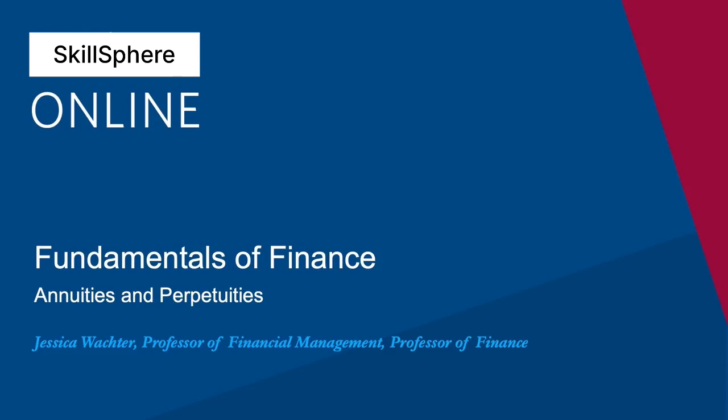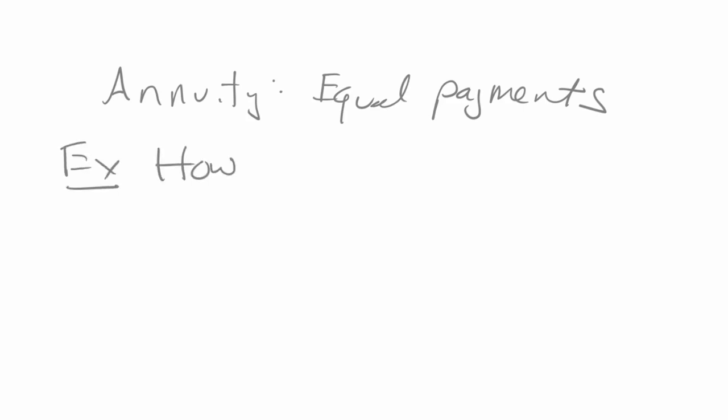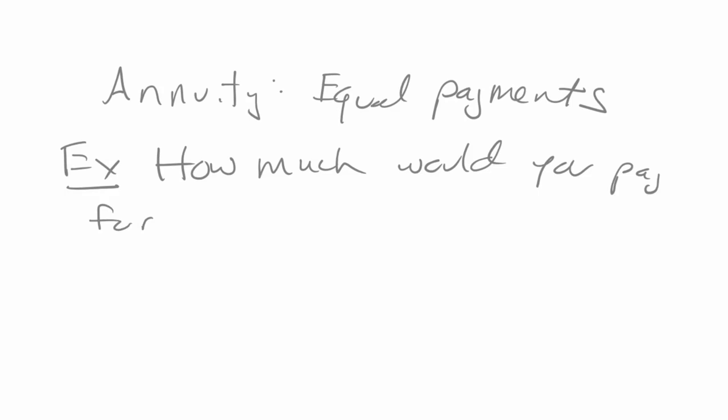An annuity has equal payments, and there's lots of annuities around, right? Like a mortgage has as part of it an annuity. Most debt has as part of it an annuity. And then, of course, there are actual annuities. So let's just do a quick example. How much would you pay for $100 a year for 3 years.